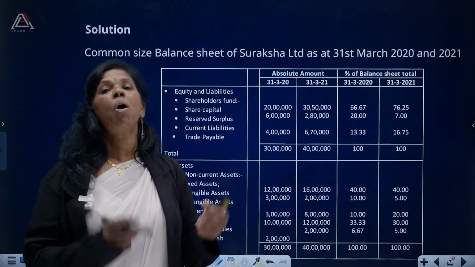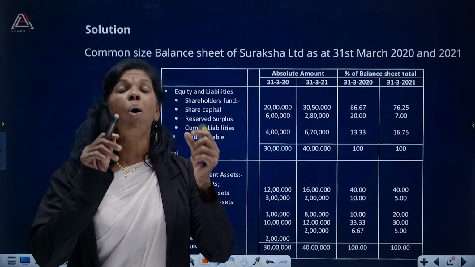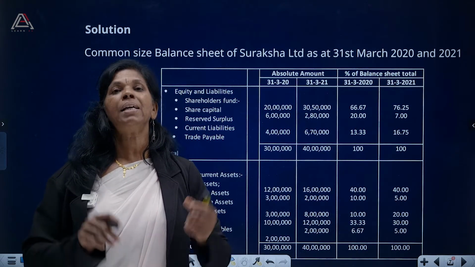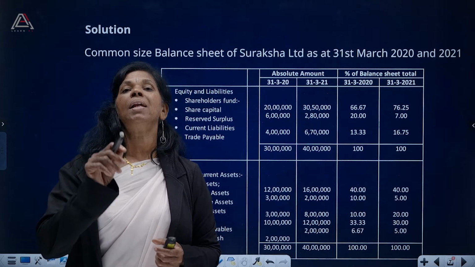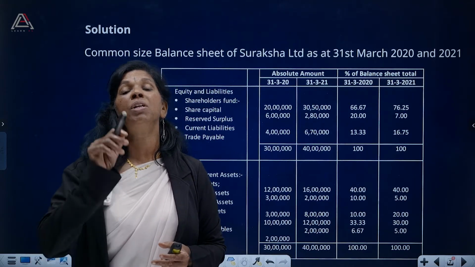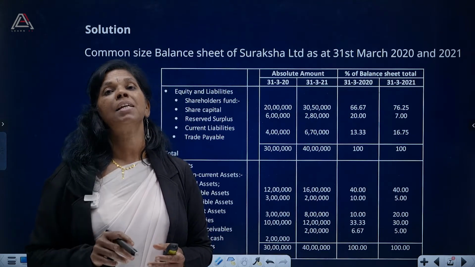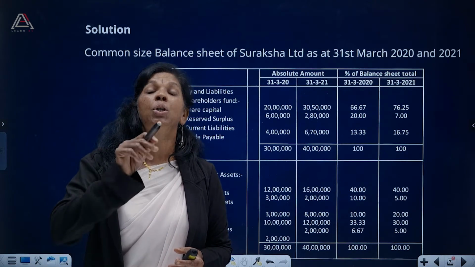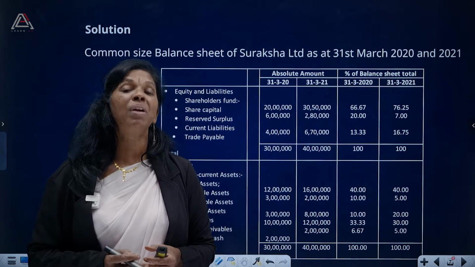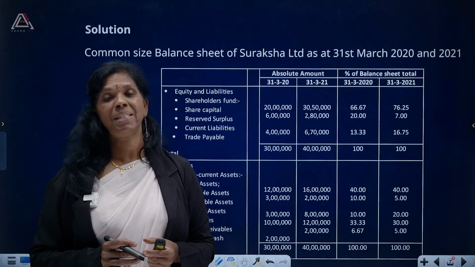Here, in the case of common size balance sheet or common size statement, we have taken a common base for individual item. In the case of liability side, total liability is taken as the common base in order to evaluate individual liability. Likewise, in the case of assets, we have to take total asset in order to evaluate individual asset.